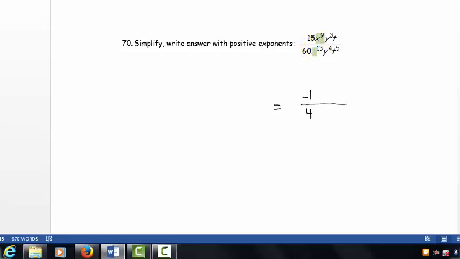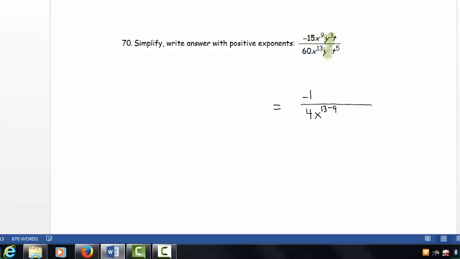X to the 9th divided by x to the 13th. Our strategy has been to find the larger exponent, 13. We will do 13 minus 9. Since we begin with the x to the 13th in our subtraction of 13 minus 9, we put our answer in the denominator where the x to the 13th is. X to the 13 minus 9.